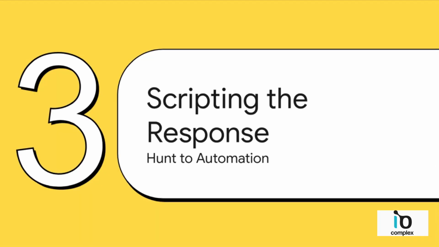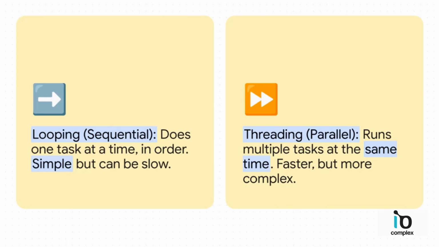Finding one threat is great, but you can't manually hunt for every threat 24/7. It's just not possible. That's where scripting and automation come in. This is what becomes an analyst's force multiplier, turning those repetitive, manual hunts into automated guardians that literally never sleep. Okay. So imagine you're writing a script to check a list of, say, 100 suspicious IP addresses. You've got two basic ways to do it.